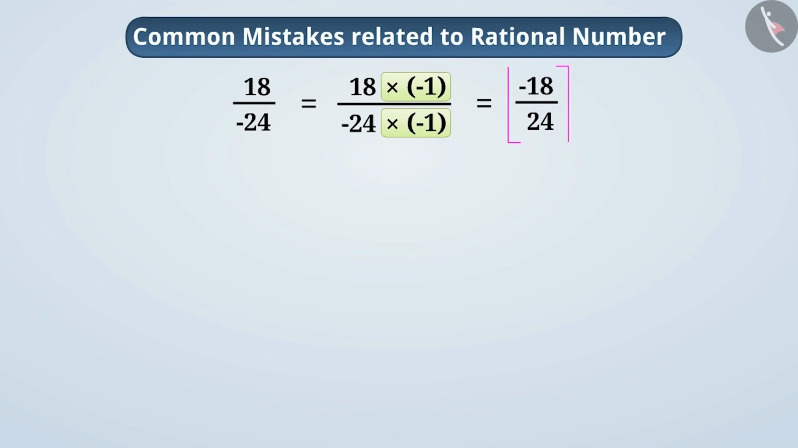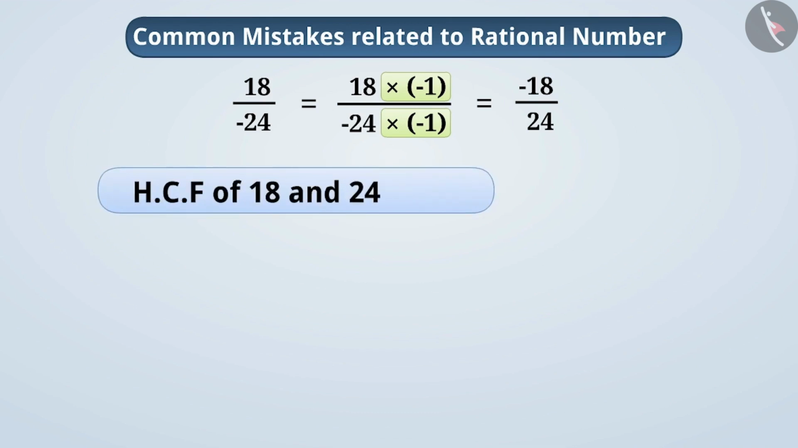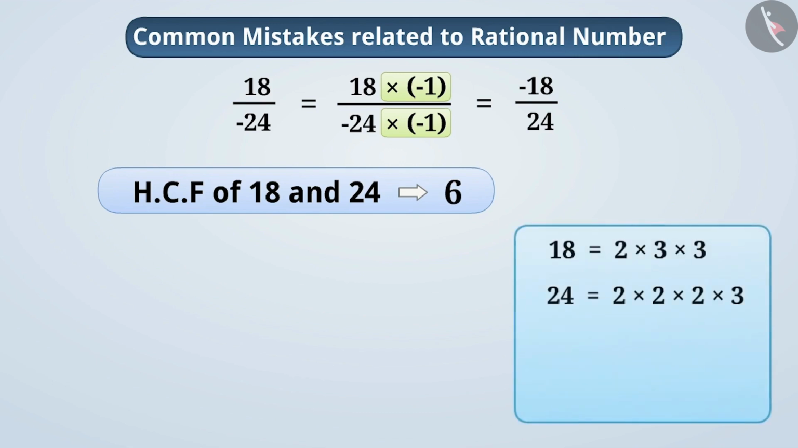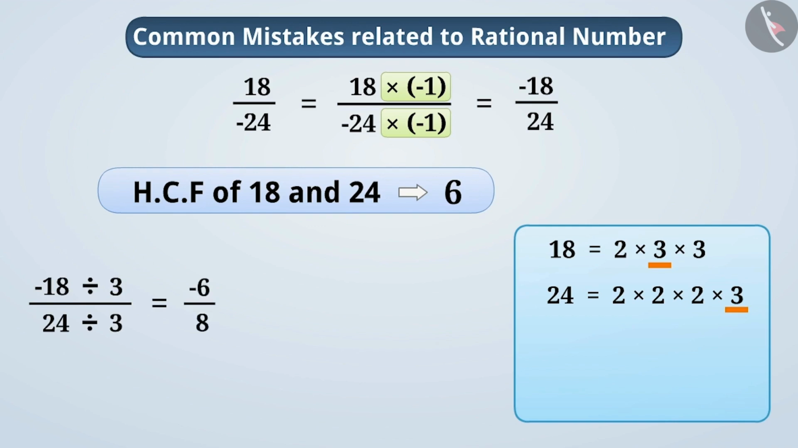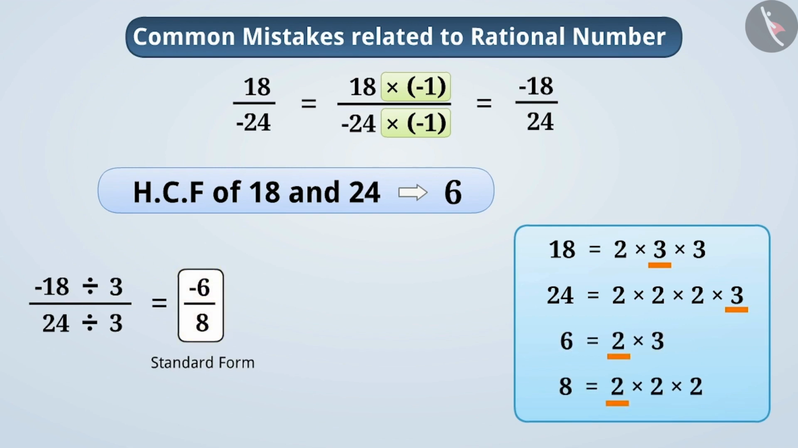Some children, while obtaining the standard form of 18 by 24, instead of dividing the numerator 18 and denominator 24 with their HCF 6, they divide the numerator and denominator by one of their common factors, such as 3. This gives them a rational number of minus 6 by 8. Often children consider this as the standard form. They forget that they have to divide the numerator and the denominator by the common factors until they have no other common factor other than 1.